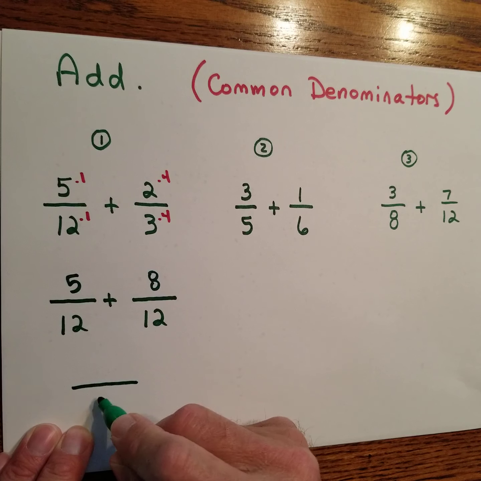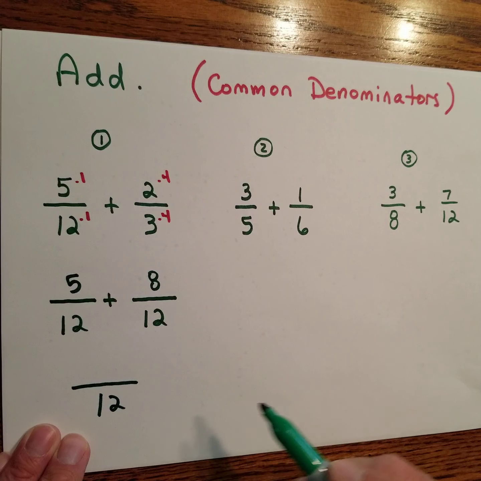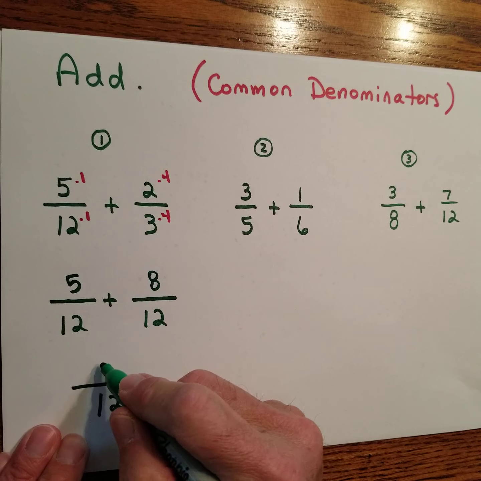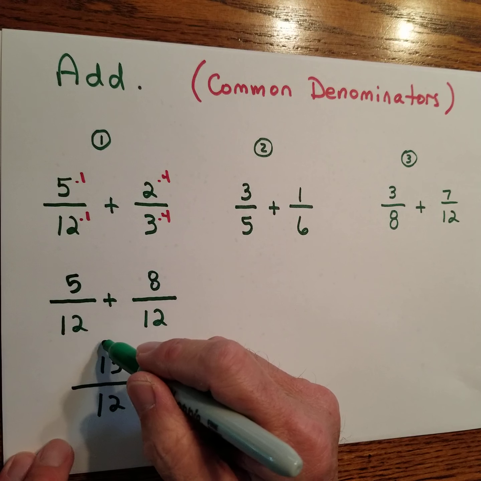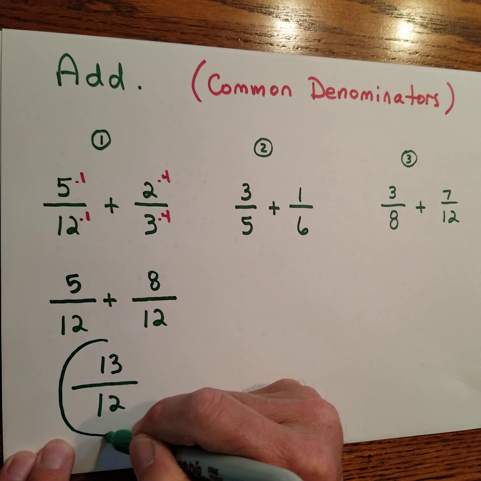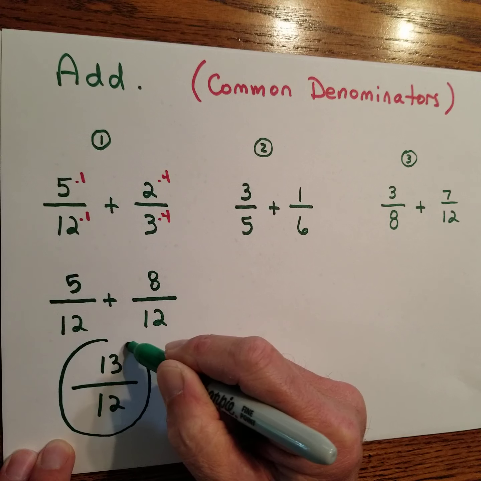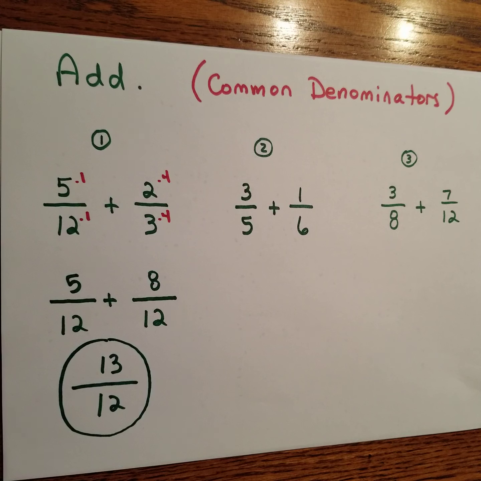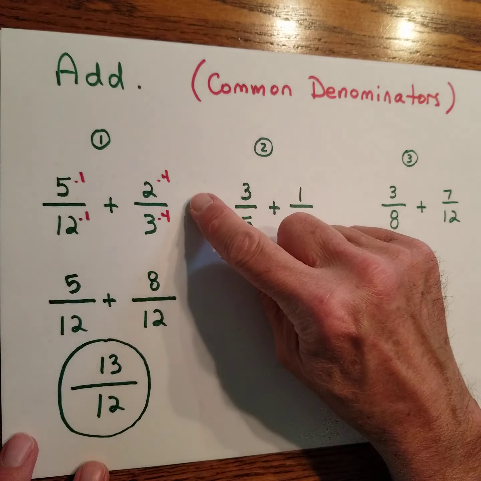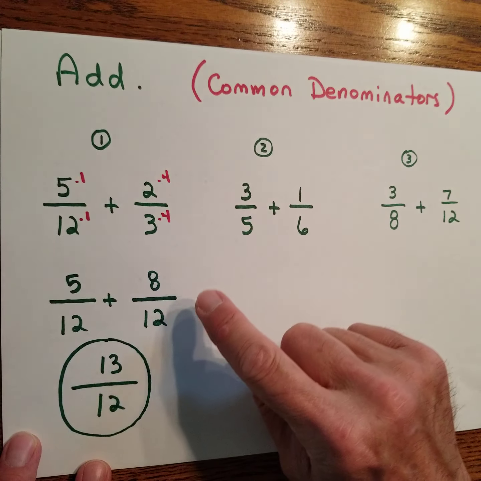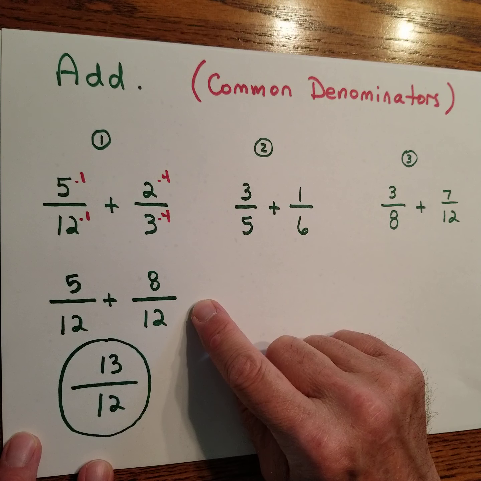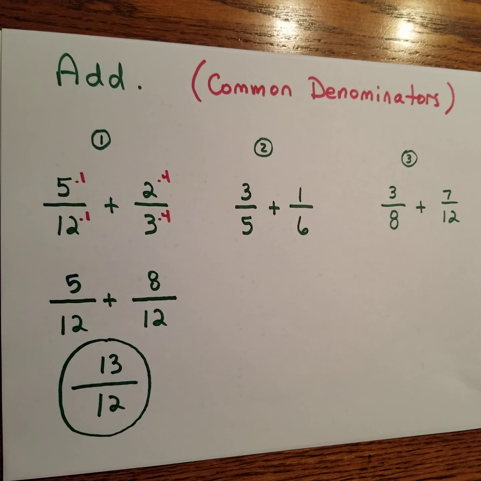Now keep the common denominator and add the numerators. 5 plus 8, that's 13. 13 over 12 is an improper fraction, but we don't mind improper fractions. We'll leave our answer just like that. When you work these problems, this is how I want you to show your work. Write the problem down, rewrite it with common denominators, then add the numerators.